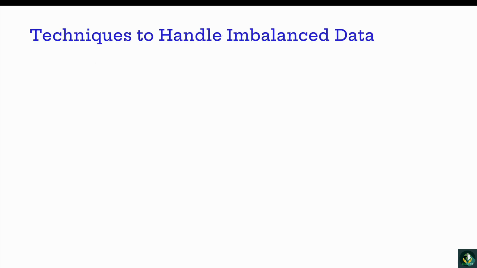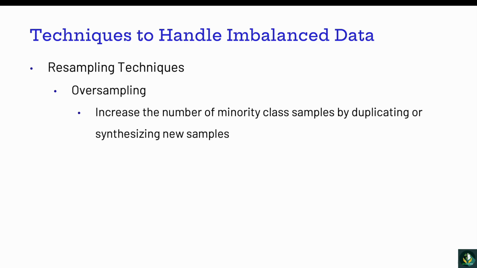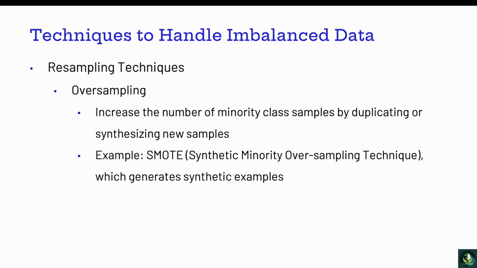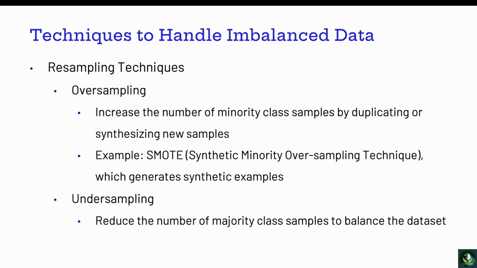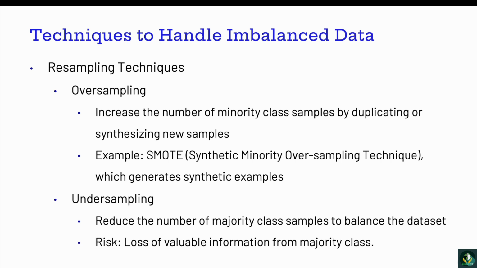So now let's look at some techniques to handle this imbalanced data. First, let's look at the different resampling technique options. First is oversampling. You increase the number of minority class samples by duplicating or synthesizing new samples. An example here is SMOTE, Synthetic Minority Oversampling Technique, which generates synthetic examples. Next is undersampling. Reduce the number of majority class samples to balance the dataset. The risk here is loss of valuable information from the majority class.